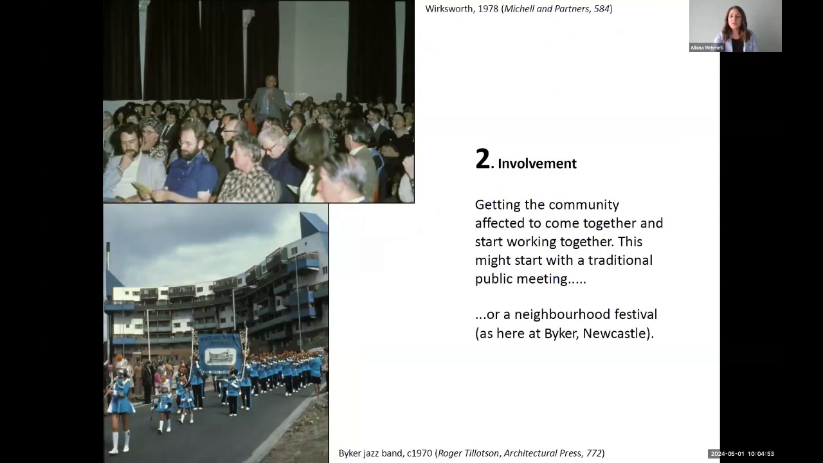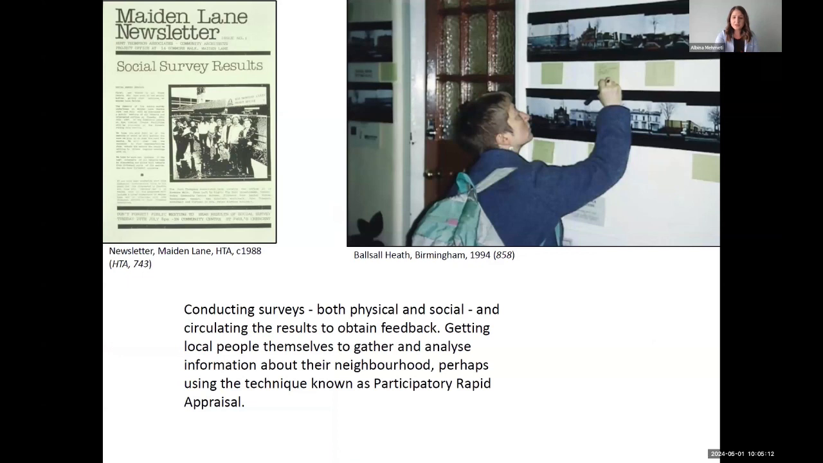The second one is involvement: getting the affected community to come together and start working together. An example could be a public meeting or a neighborhood festival, as shown in the picture on the left. And also conducting surveys, which can be both physical and social. The professionals can obtain ideas from those surveys.